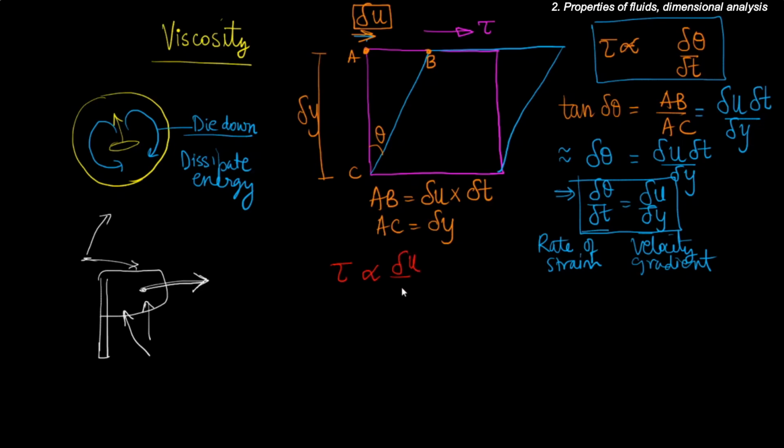And now using the linear relationship between shear stress and rate of shear strain, we can write that tau is proportional to del u del y. And because it's a unidirectional flow, we can write del u del y as du dy. But before that, we can introduce a constant instead of the proportionality. So we can write tau is equal to mu delta u upon delta y, which is also equal to mu del u del y. But in this particular case of unidirectional flow, it is mu du dy.